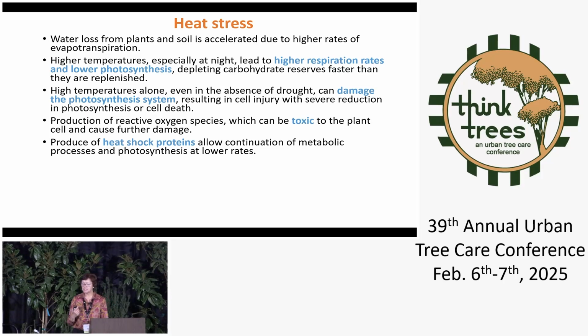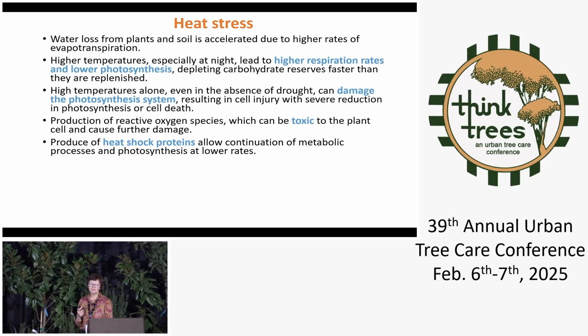High temperatures can damage photosynthesis alone, with drought or no drought. So that is when we have these temperatures that really exceed what a plant has evolved in. And that is when some of the plants you just can't grow in your environment anymore. And that's why, you know, the USDA climate zones have switched.